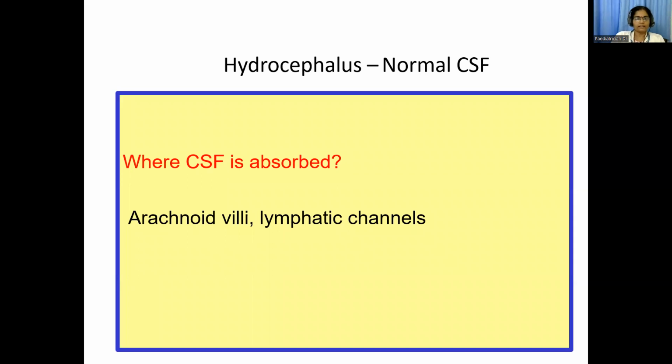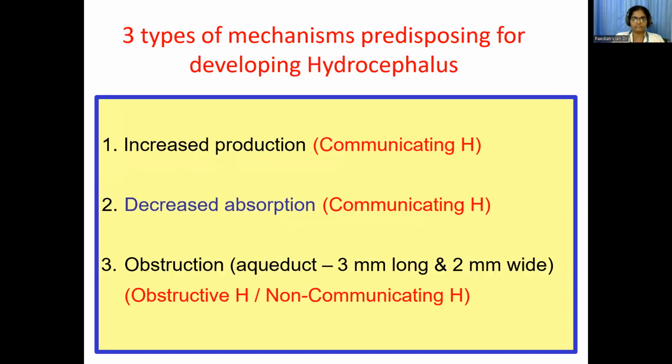So how is the CSF normally absorbed? The CSF is normally absorbed through the arachnoid villi and through the lymphatic channels. After the passage, it is absorbed by the arachnoid villi and the lymphatic channels.